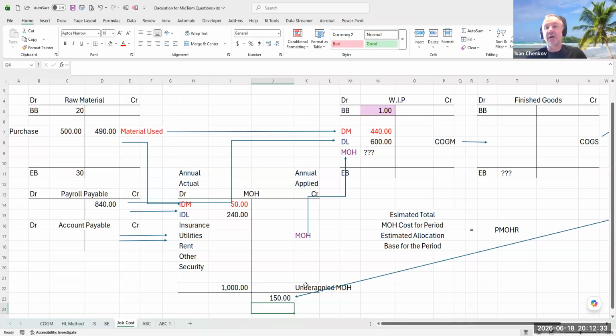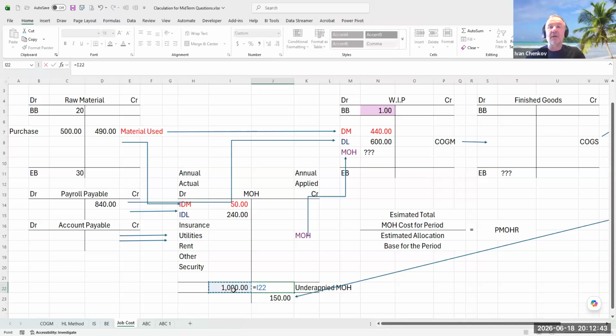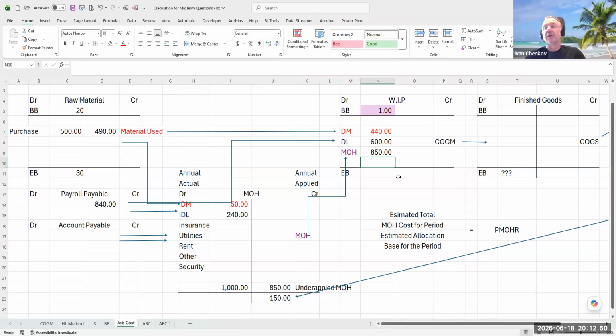So if I'm under applying, obviously this number here should be less than the 1,000, so 1,000 minus 150. So this one will be 1,000 minus 150, and that's going to be 850. 850 is going to come here. So let's say cost of goods manufactured are 1,000, 1,800, 700, 1,000.